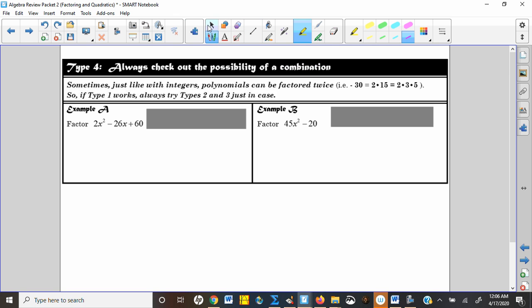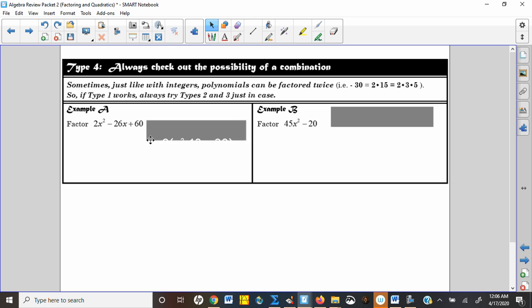Okay, so for example, in example A here, 60 is a big number, and there's a lot of ways to multiply to get it. But if I factor a 2 out of every one of these, and I can, because they're all divisible by 2, now I just have an x squared and a 30, and there's fewer ways to multiply to get a 30. And they need to both be negative because the middle term is negative. So what factors of 30 add up to negative 13? How about negative 3 and negative 10? Okay, so by factoring out that common monomial first, it really helps.